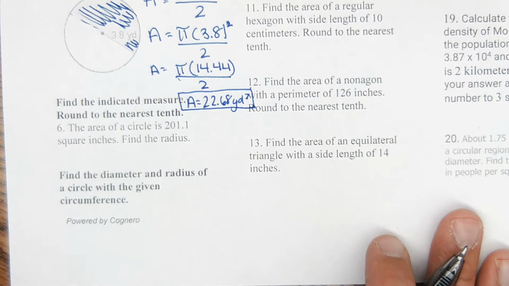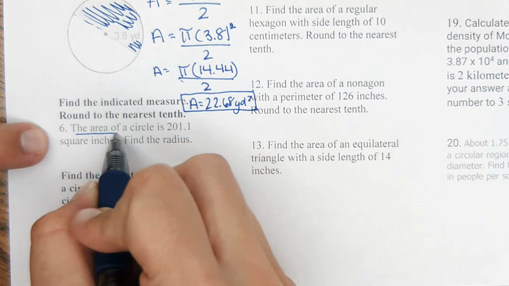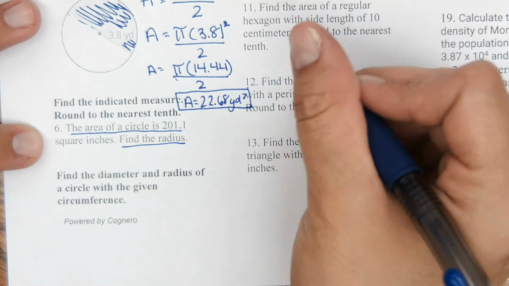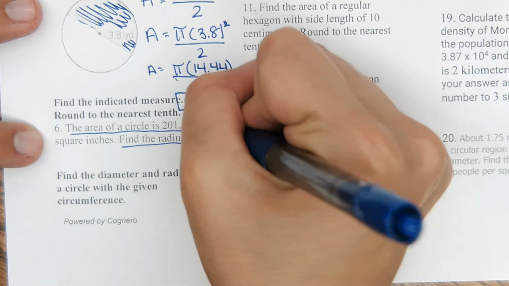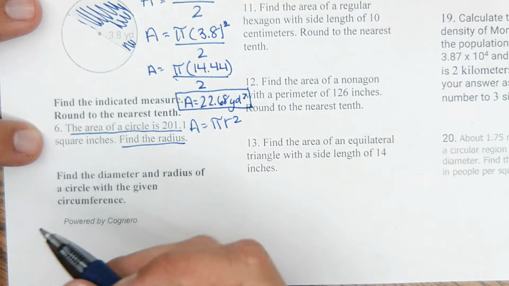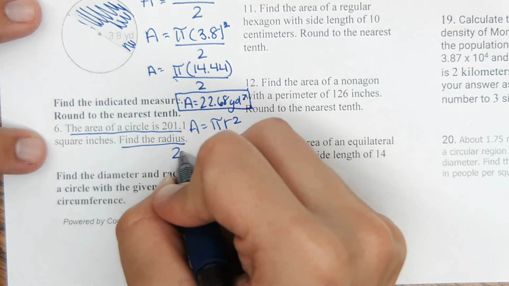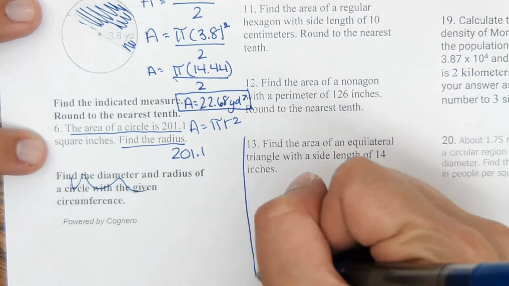Okay, the next couple questions, we're still using the equations for area and circumference, but this time they gave us area of a circle and we're finding radius. So we're using the same equation, but we're going to have to use it backwards to find radius. So area equals pi r squared. They're telling us the area is 201.1. Also, I'm going to use this space down here just so you know.